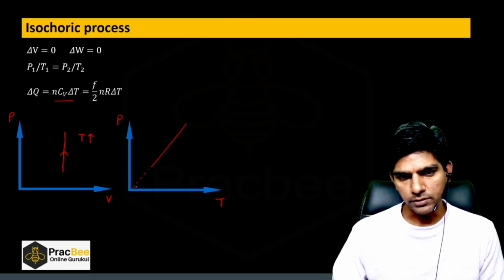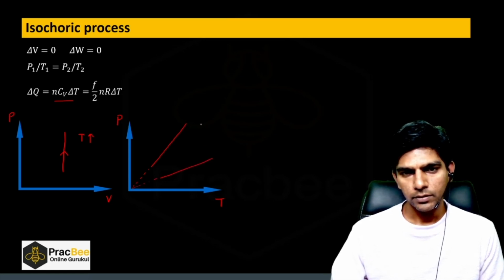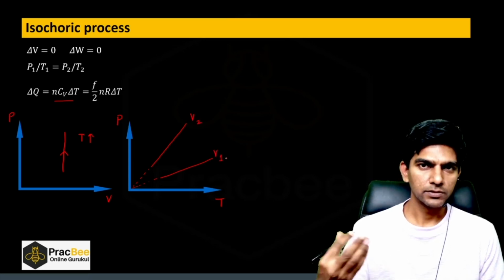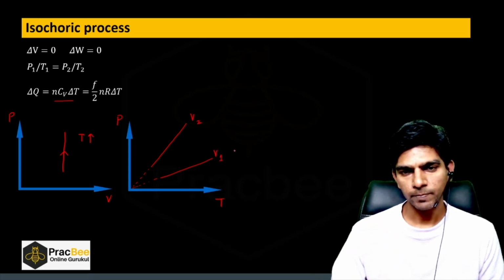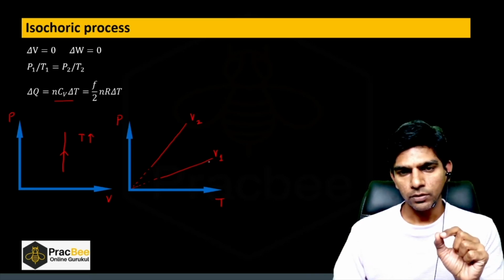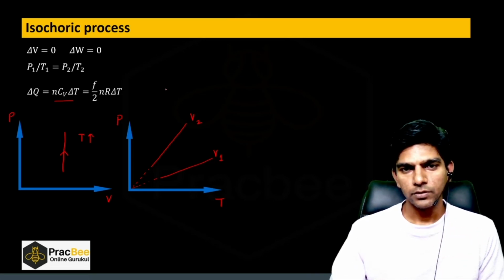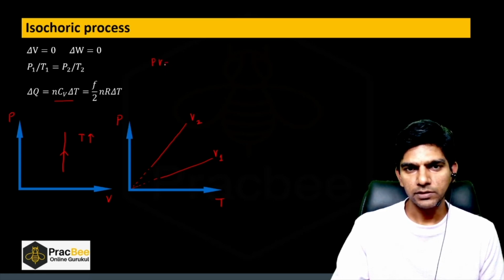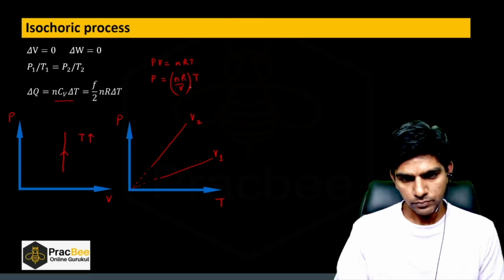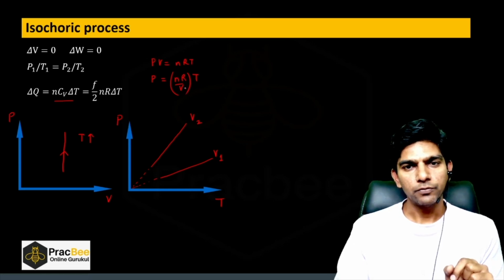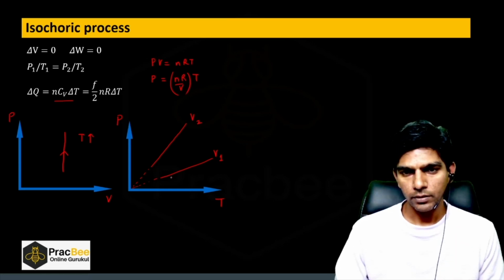Okay, I'm showing two processes. So say for this particular process, the volume is V2, and for this process, the volume is V1, since both these curves are for isochoric process. Now the question is which one is greater, V1 or V2? By ideal gas equation, PV equals nRT, and it can be written as P equals nR by V times T. Now this nR by V is nothing but the slope. For a given amount of gas, if we have a greater volume, then the slope will be less, right?